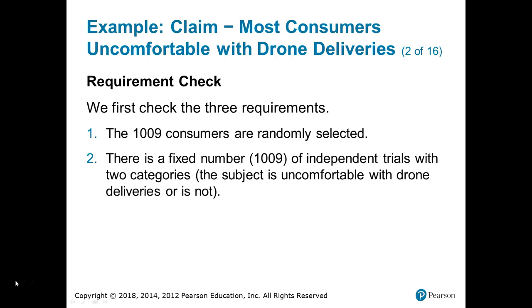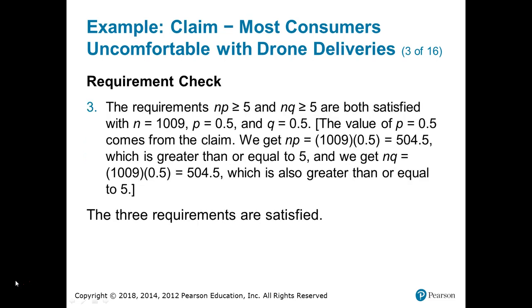First, we have to do a requirement check. One, the 1,009 people are randomly selected. So that's good. Two, there is a fixed number of independent trials. Your neighbor saying they're okay with it should have no bearing on whether you're okay with it. And then three, n times p and n times q are both greater than or equal to 5. So we have enough successes and failures for us to be able to use this distribution. So the three requirements are satisfied.